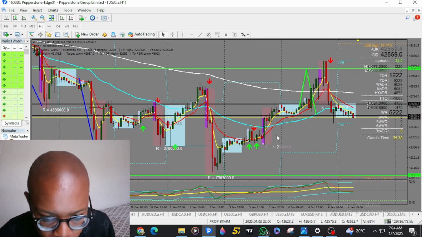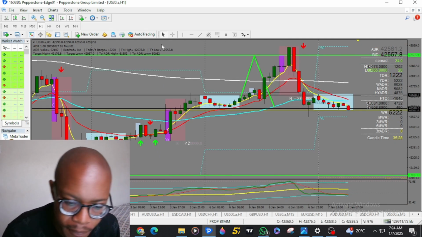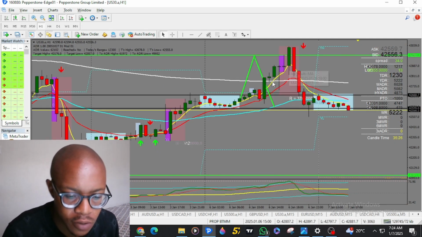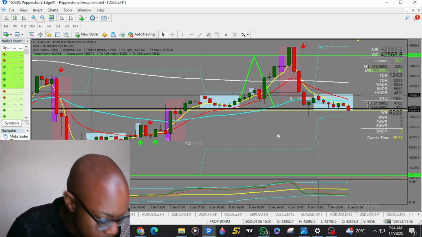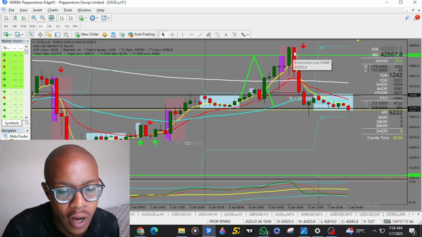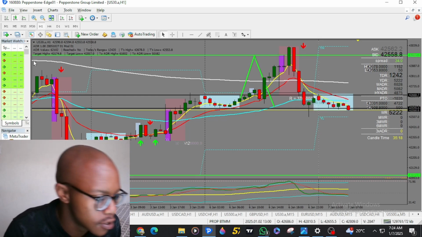And just as we begin, as you can see, Dow Jones did the things. They went right up there to grab that piece of liquidity and then reversed.